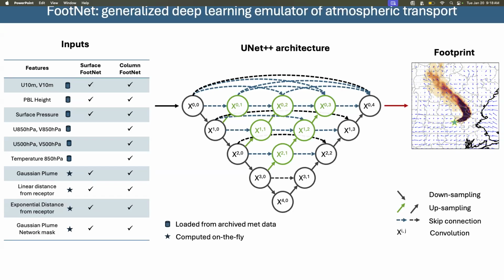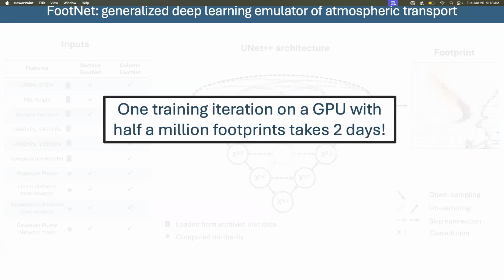So remember, our training data is about 30 terabytes or so, with 500,000 training examples or footprints. Just one single training iteration on a single GPU with these 500,000 footprints will take about 2 days. And we typically train for about 80 to 100 iterations, depending on when the validation loss stabilizes. So that would be very time consuming, right?